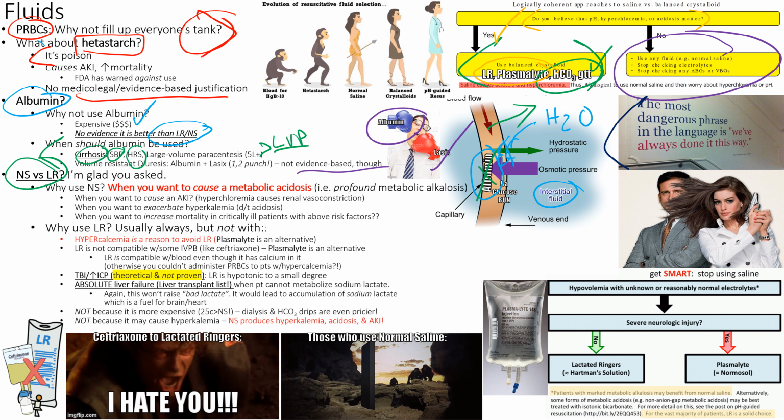Okay, so why use NS? Because you want to cause metabolic acidosis. That's great if someone has profound metabolic alkalosis, right? They overdosed on their Tums. They got the baking soda in the fridge. Like, come to Papa, right? And they down that baking soda. Then that's going to be great. They're going to come in with very severe alkalosis, and we should give a fluid that's going to induce acidosis.